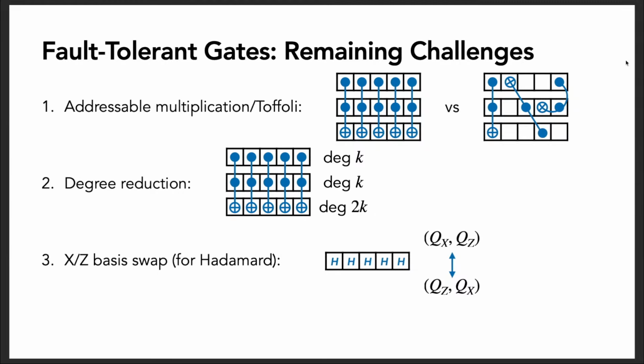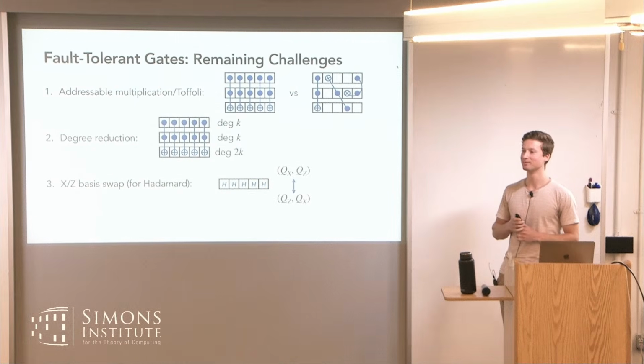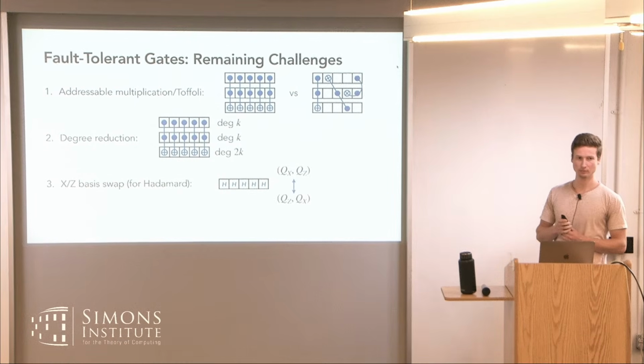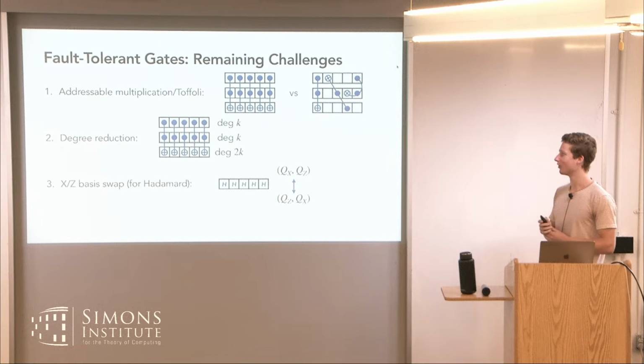Oh yeah, so Toffoli is transversal if we fix these 2 code blocks to be degree K and this one to be degree 2K. Yeah, but we will definitely need degree reduction. I mean, the Toffoli still holds. Oh, I'll maybe flash that up.